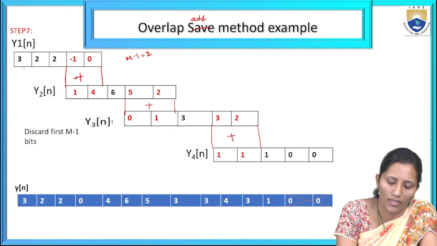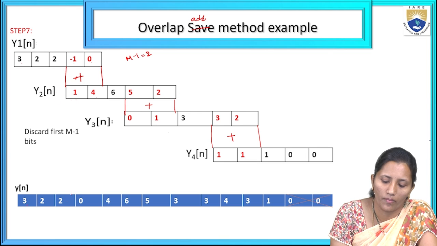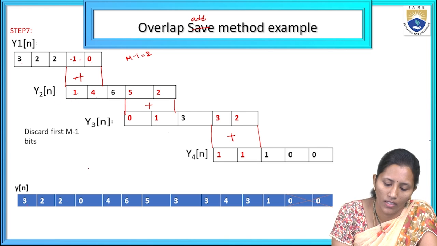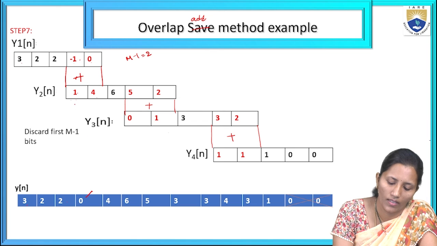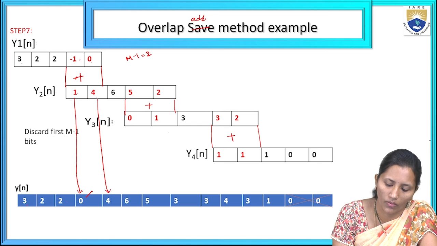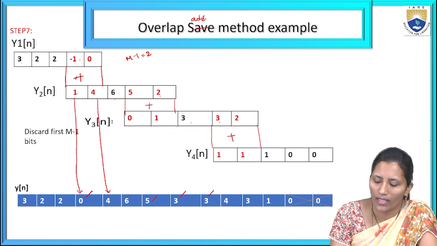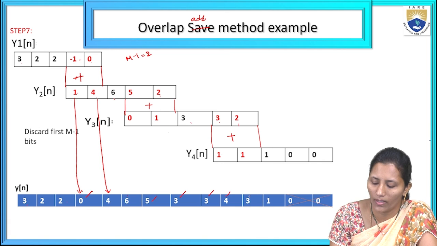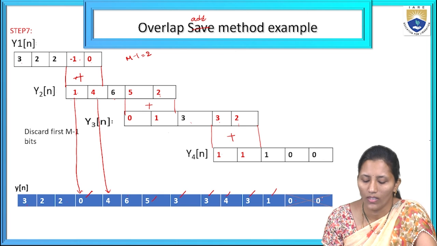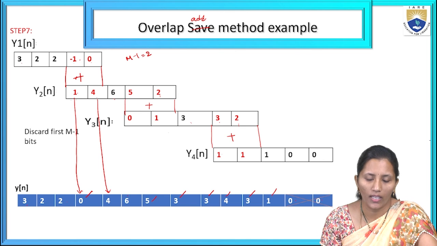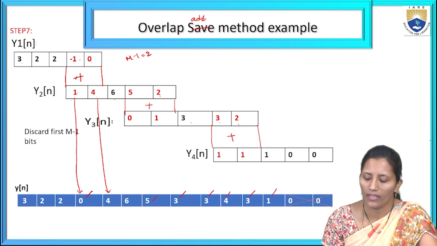So here the first sample is 3, it will come directly, and 2 will come directly too. See here, minus 1 plus 1 is 0. So the sample we are getting is 0, and 0 plus 4 we are getting 4, and this 6 we are getting directly. Again 5 plus 0 is 5, 2 plus 1 is 3, and this 3 is coming here. Again 3 plus 1 is 4, 2 plus 1 is 3, then 1, 0, 0. Here this is the reconstructed output by using the overlap add method.